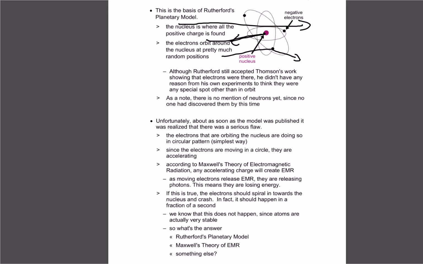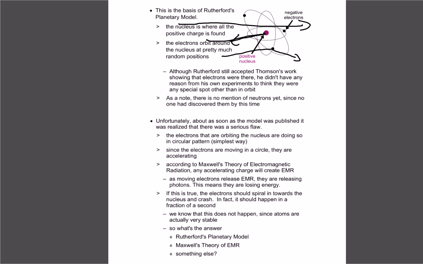And Rutherford's model is still accepted. He accepted Thomson's ideas, but he said that it's no longer just a positive mass fluid, it's actually a positive nucleus at the center. He used planets orbiting the Sun as an analogy, and that's how he came up with his model. But as soon as he published it, there were some flaws to it.